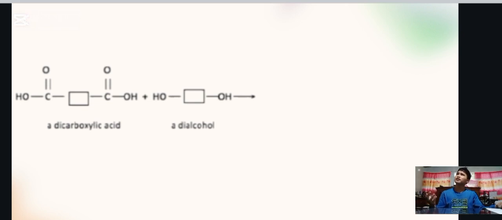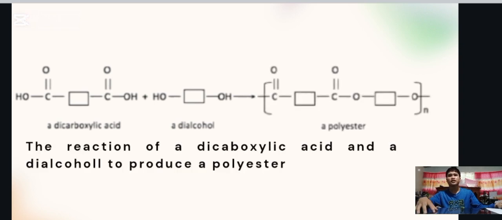Recall that when a carboxylic acid reacts with an alcohol, an ester is formed. Now, when a monomer which has two carboxylic acid groups, one at each end, is made to react with a second monomer containing two OH groups, one at each end, then many ester linkages are formed, resulting in a polyester.